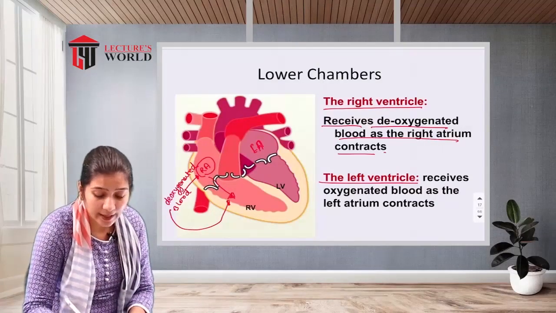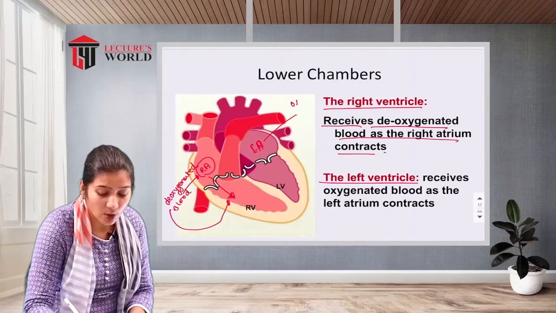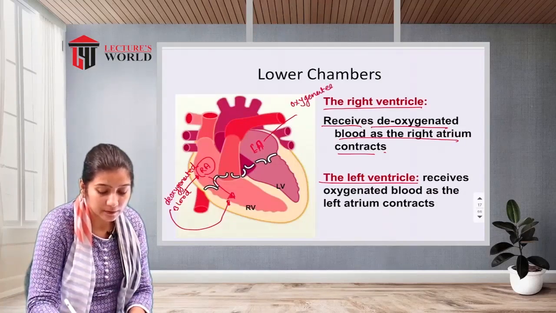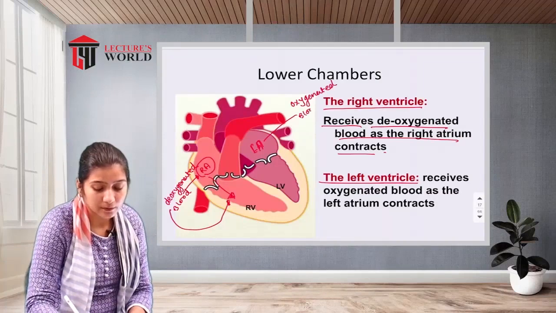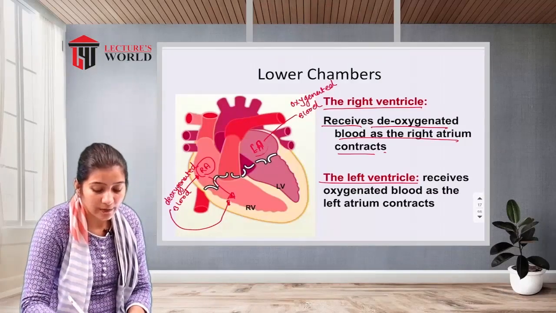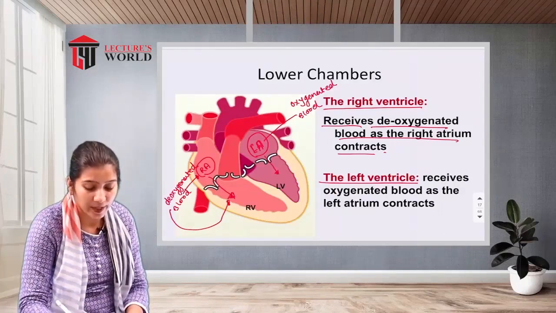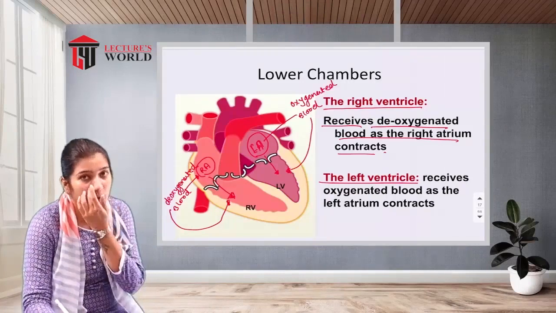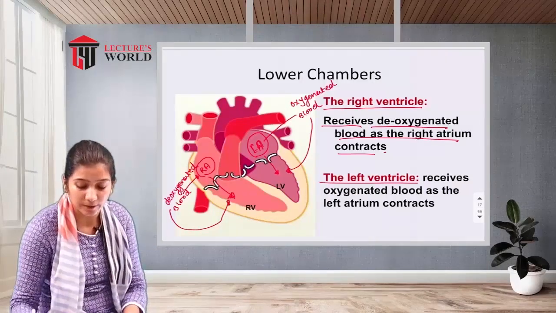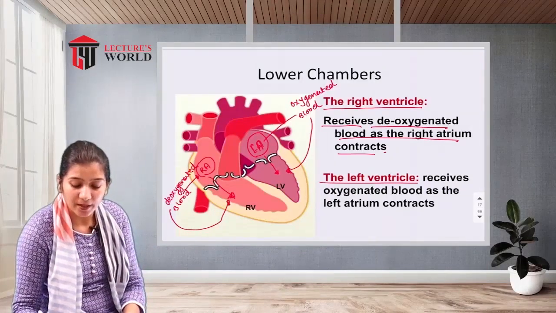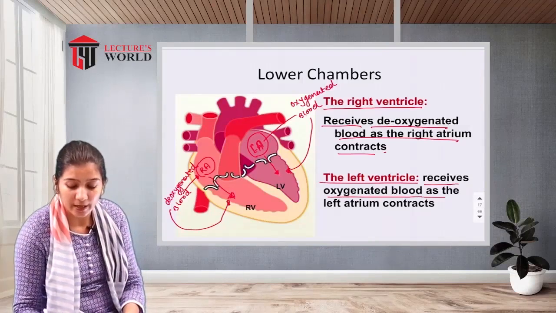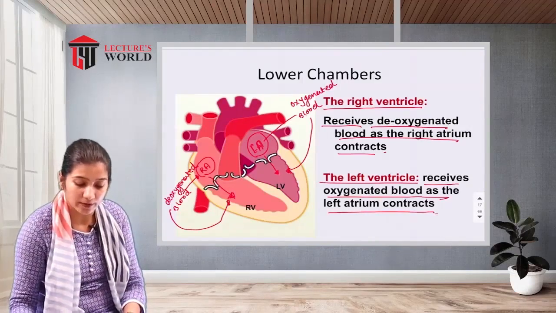Whereas in the left atrium there is oxygenated blood. As the left atrium contracts, the blood goes into the left ventricle, and the blood that goes is the oxygenated blood, carrying the oxygen. So the left ventricle receives oxygenated blood as the left atrium contracts.